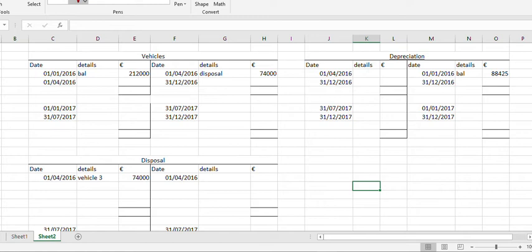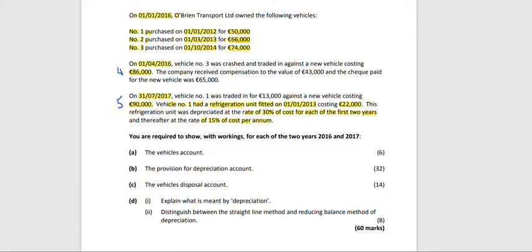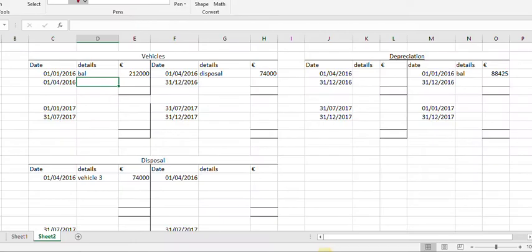Also, at that time, in the vehicles account, we disposed of one that cost 74. We also bought one, which would have been vehicle number 4 for 86,000. So vehicle 4, 86,000.